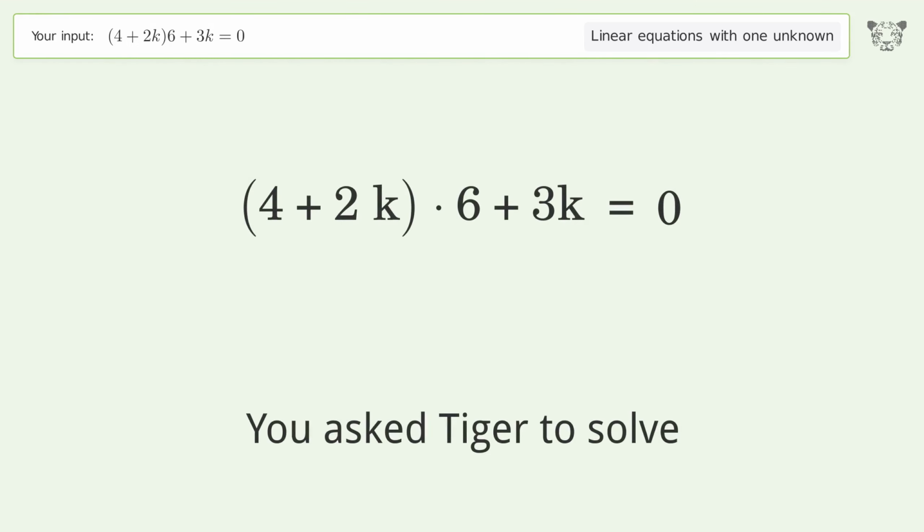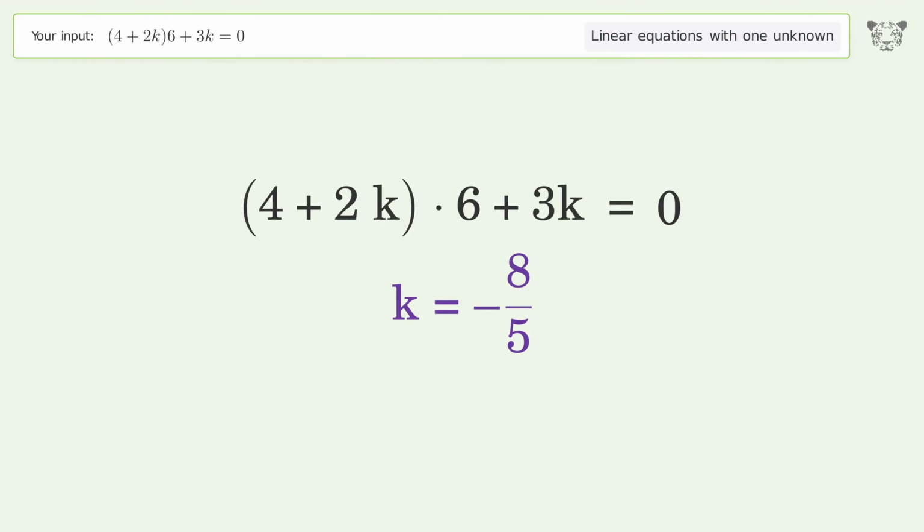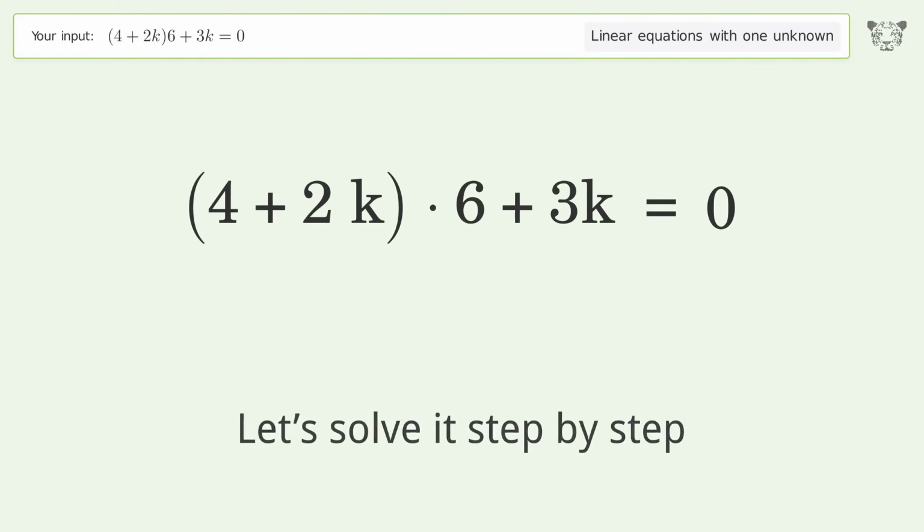You ask Tiger to solve. This deals with linear equations with one unknown. The final result is k equals -8/5. Let's solve it step by step.